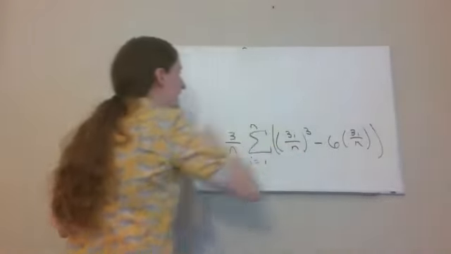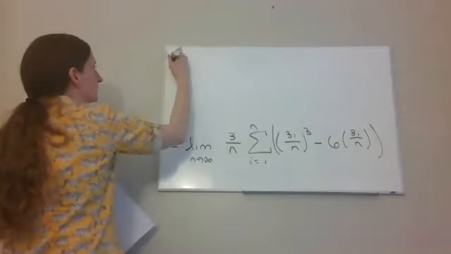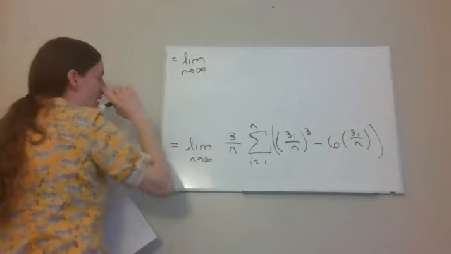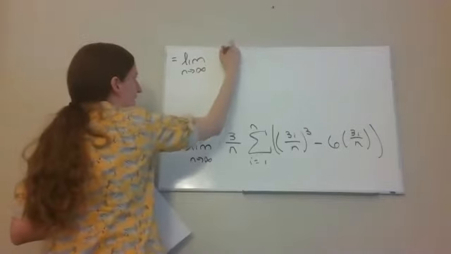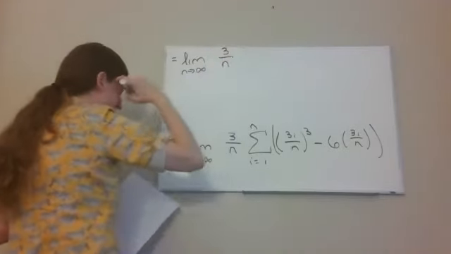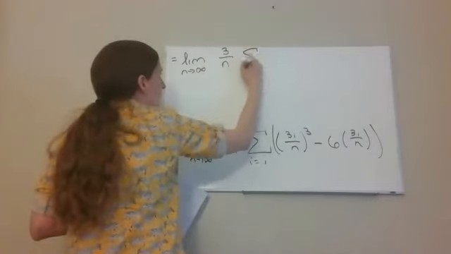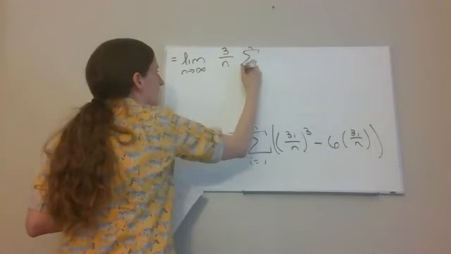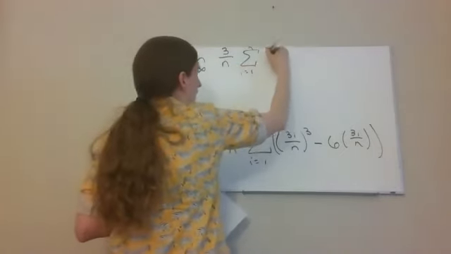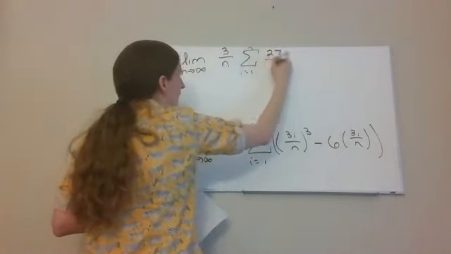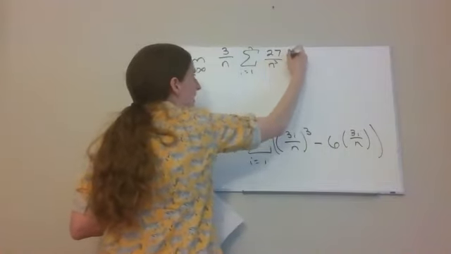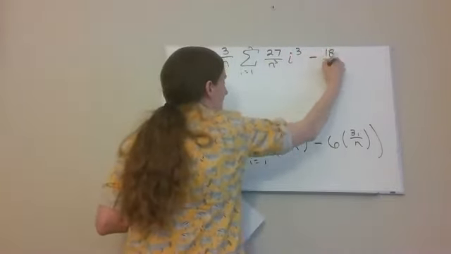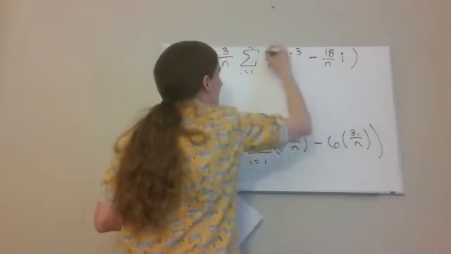So I get a limit as n goes to infinity, 3 over n times the sum from 1 to n of 27 over n to the third times i to the third minus 18 over n times i.